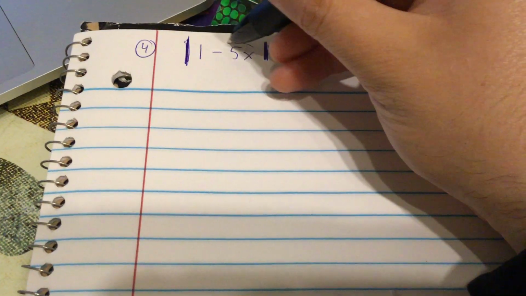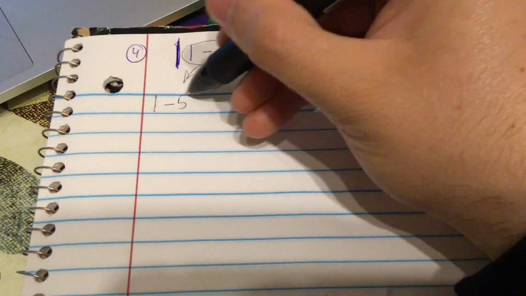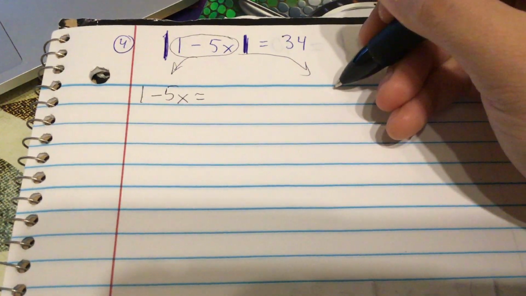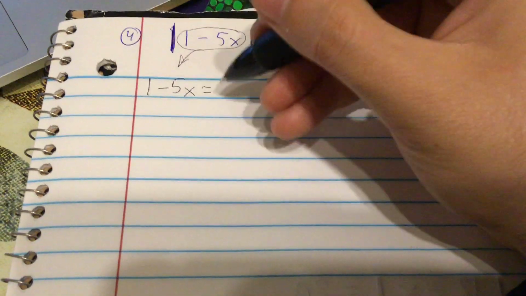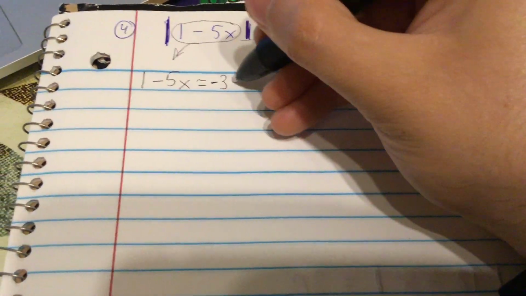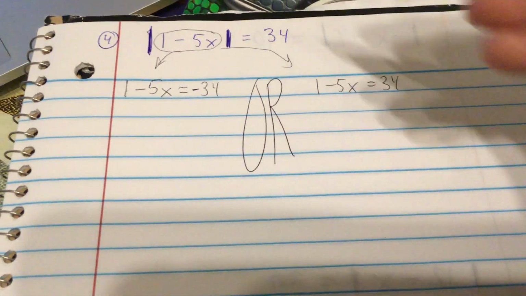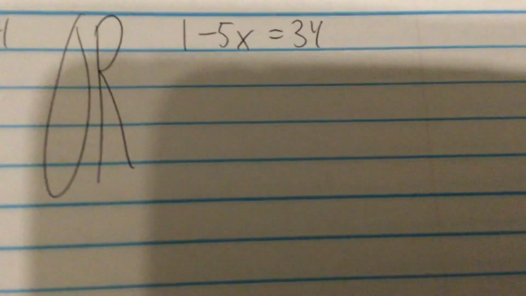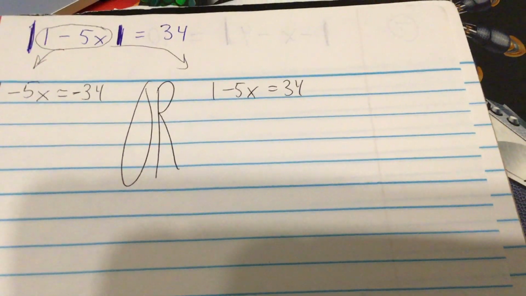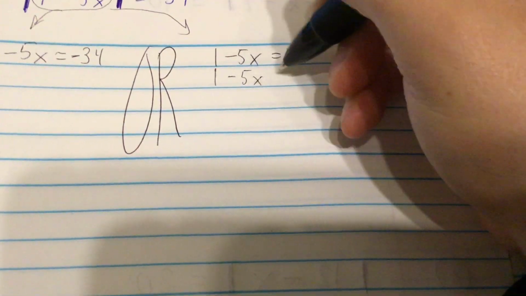So I'm going to account for both directions my expression can go. So the inside can be 1 minus 5x is equal to positive 34, or 1 minus 5x is equal to negative 34. So I'm going to account for both sides of the equation. So let's start with the right side, since I'm a positive person. 1 minus 5x is equal to 34. So I'm going to undo the layers by minusing 1 on both sides.